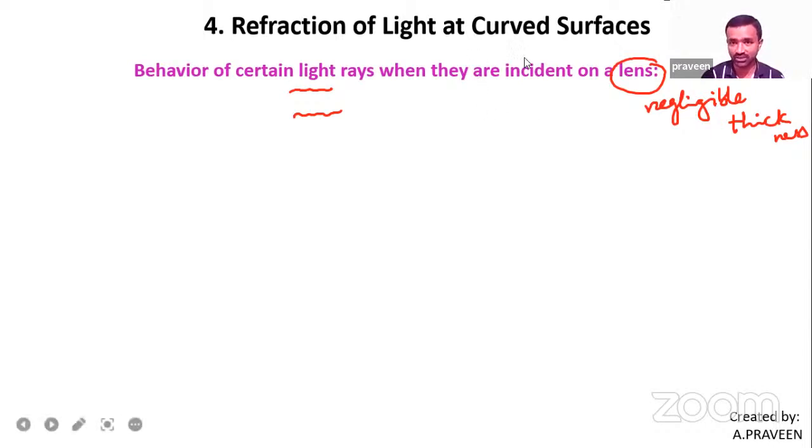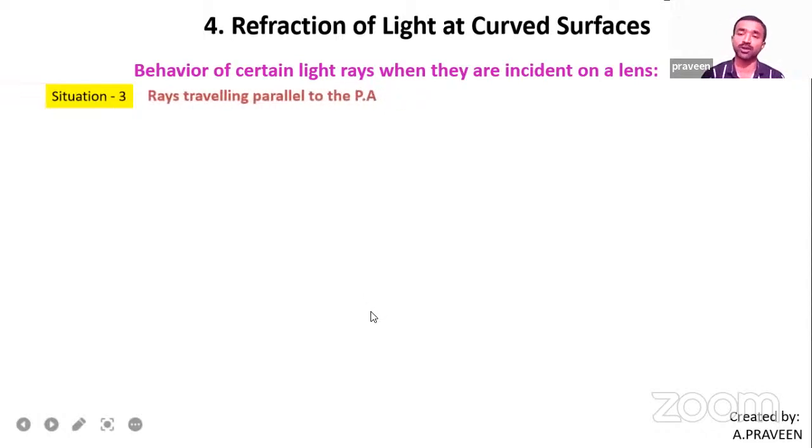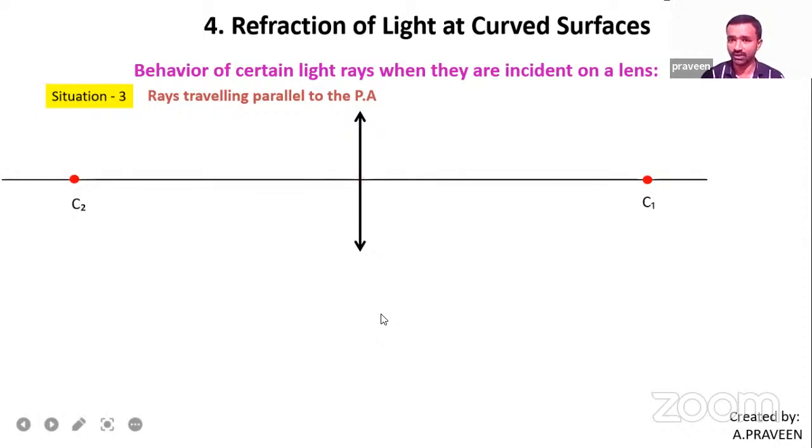In situation 3, we consider the light ray traveling parallel to the principal axis. So we can draw the lens symbol, a double convex lens, identifying the pole and the centers of curvature, then joining them, called the principal axis. So we have all the terms.